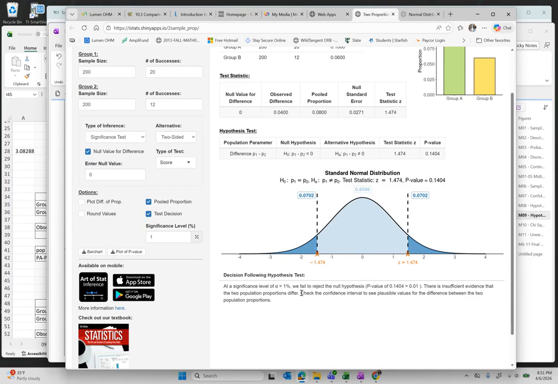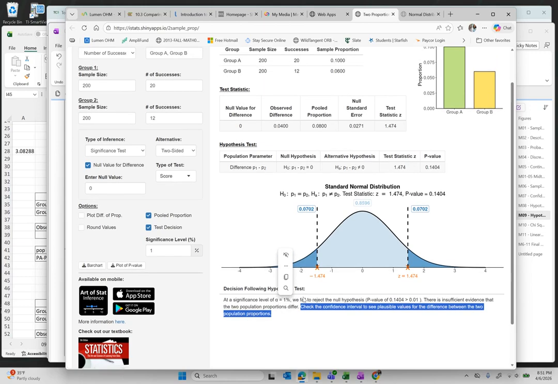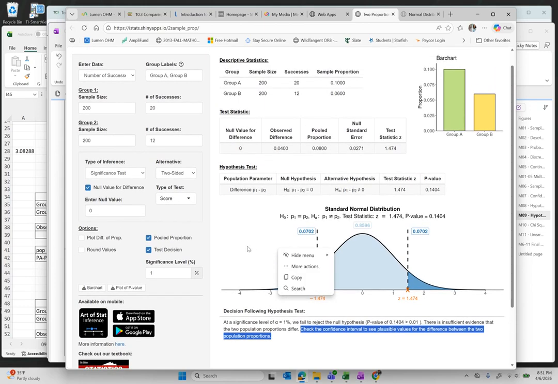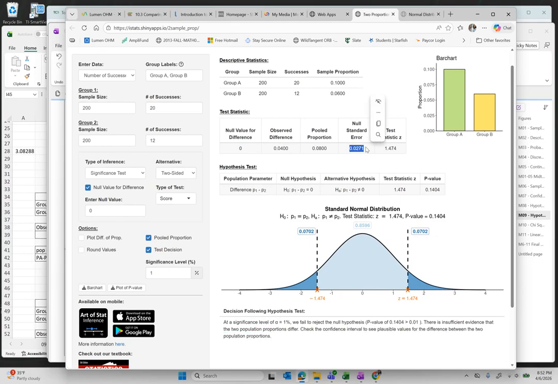And one thing that it mentions here is that you can check the confidence interval to see plausible values for the difference between the two population proportions. In our course, this will be a separate task, but in a regular statistics investigation, you will want to use the confidence interval to find possible differences between the two populations. Now, one thing that we want to do here is to go in Excel and find out how this null standard error was calculated.